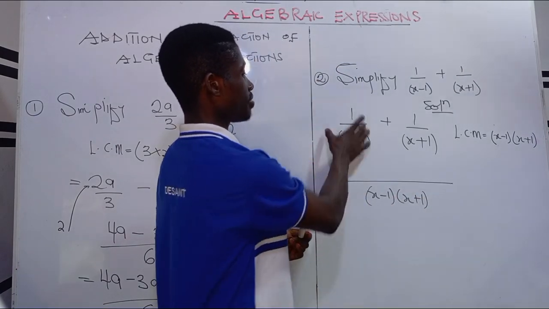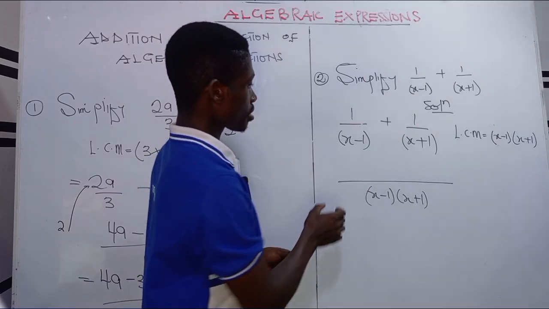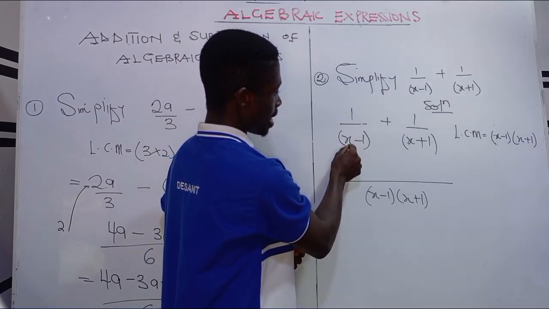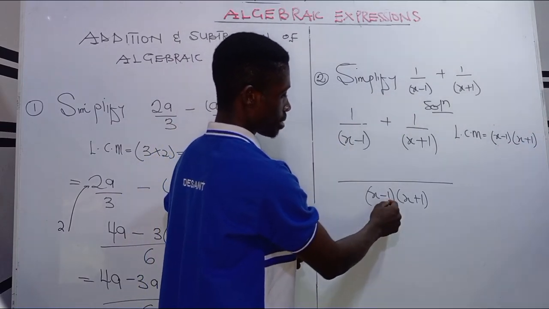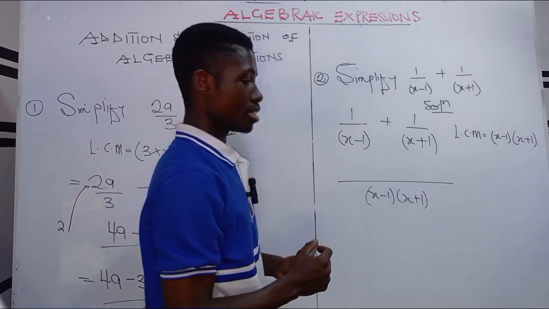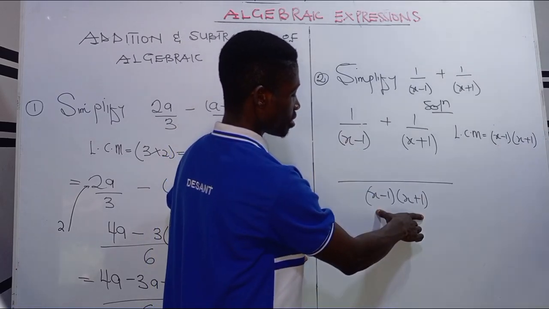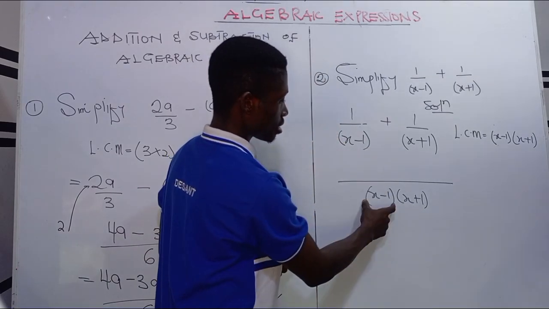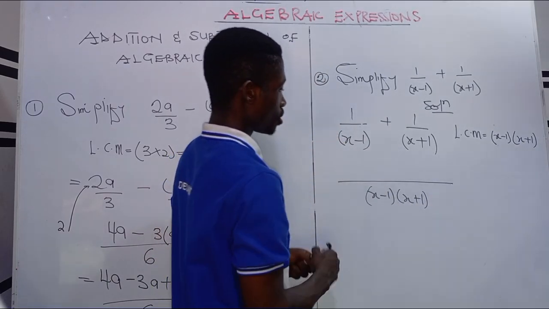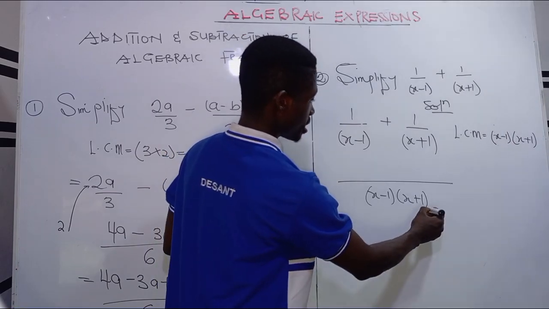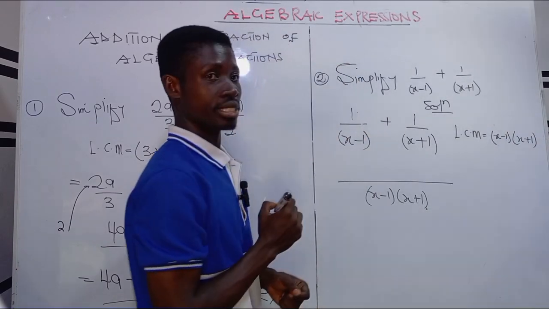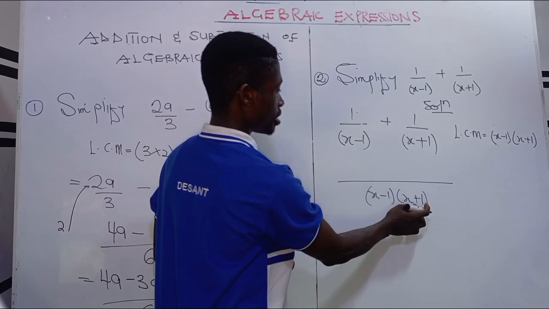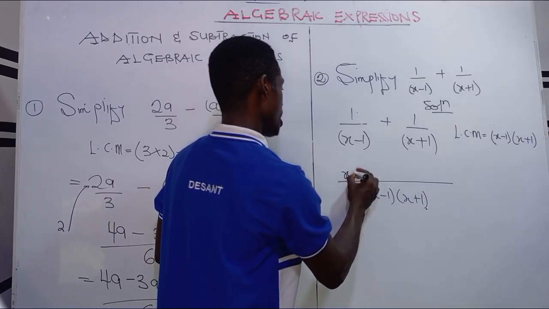Then we express each fraction in terms of the LCM. So how many times will x minus 1 go into x minus 1, x plus 1? It means that this will go into the whole of this LCM, because this will cancel this and we are left with this. So we are going to use this to multiply the numerator. So we are going to get 1 times this, which will give us x plus 1.